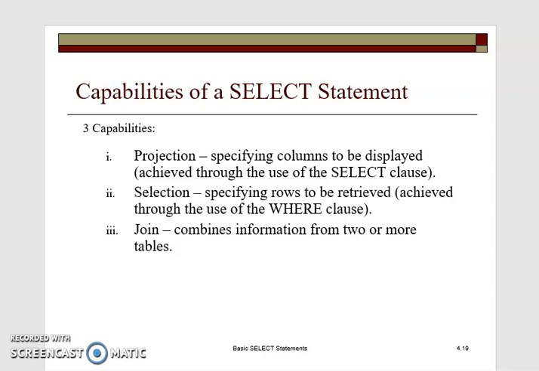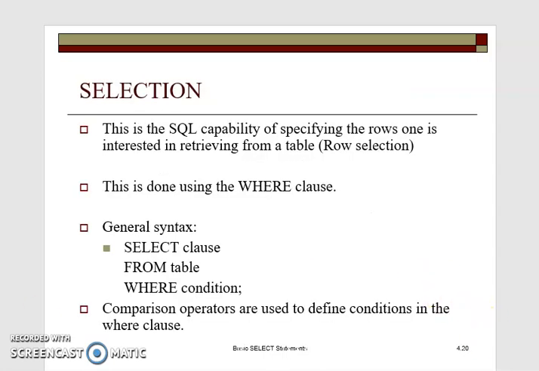So SQL has different capabilities. There are majorly three. We have the projection, where you are positioned to specify the columns that you want to display, specific columns that you want to display. Then selection is where you can specify the rows that you want to be retrieved, and then join is where you can be in a position to join two or more tables together, as we shall see later in the course.